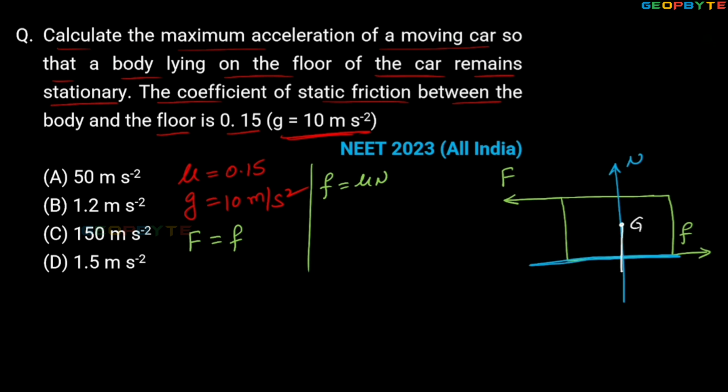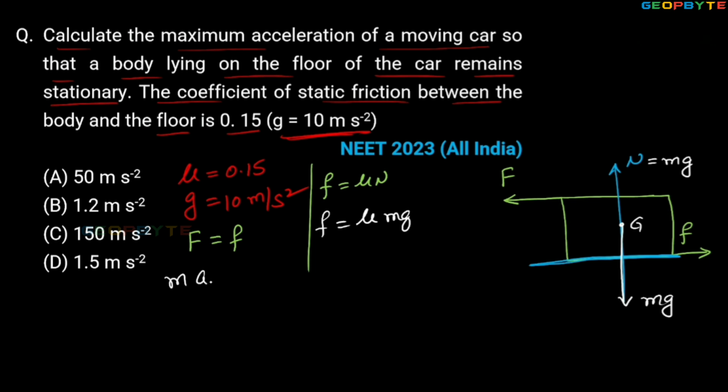Through that center of gravity, the self weight of the body is acting vertically downwards with magnitude mg. This mg must be equal to N. N must be balanced by mg. Therefore, frictional force F equals mu into N, which equals what? mg. So, the external force equals what?